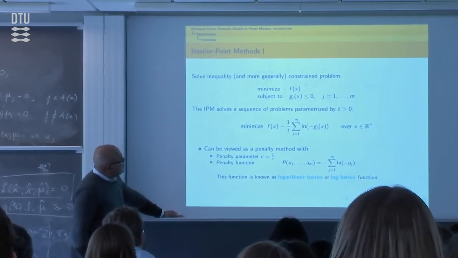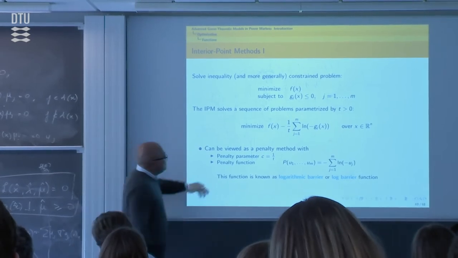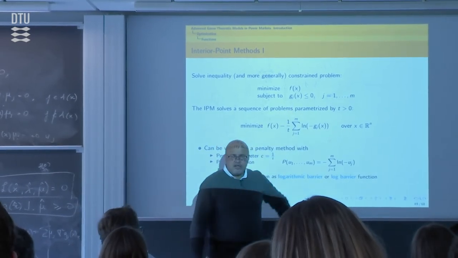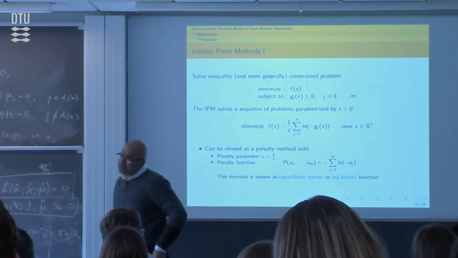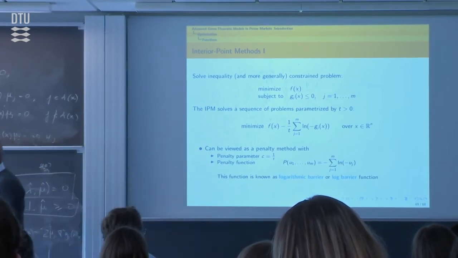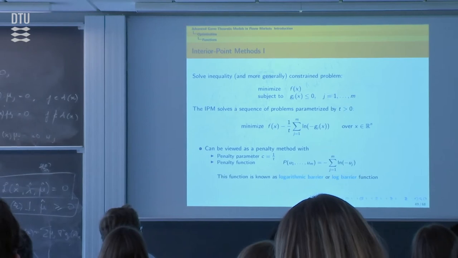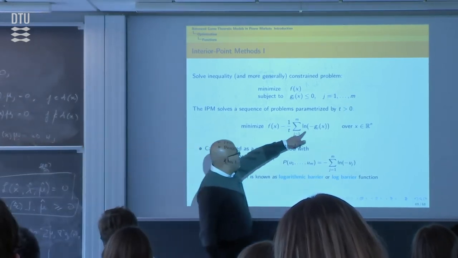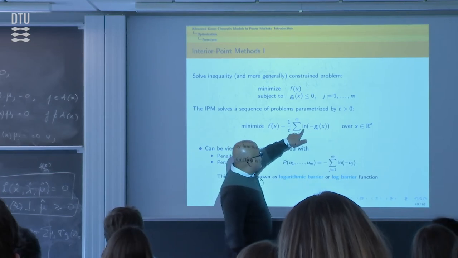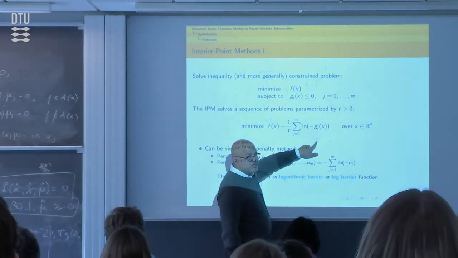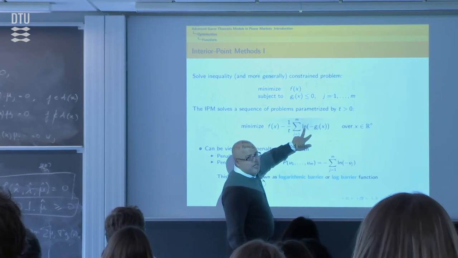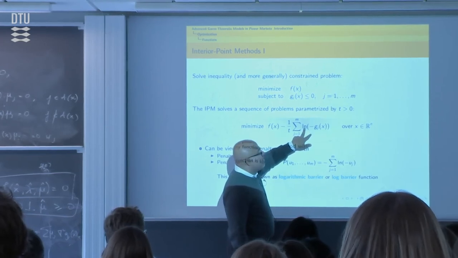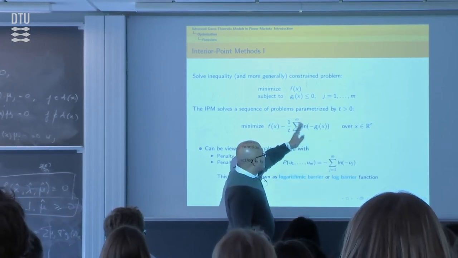Here's an interior point type scheme where the g_j, which is an inequality constraint, is replaced by what is called a barrier function. What a barrier function does is, I'm going to essentially add this function. And look what's happening: if g_j gets closer and closer to zero, this is jumping off to plus infinity. As a consequence, you stay away from the boundary.